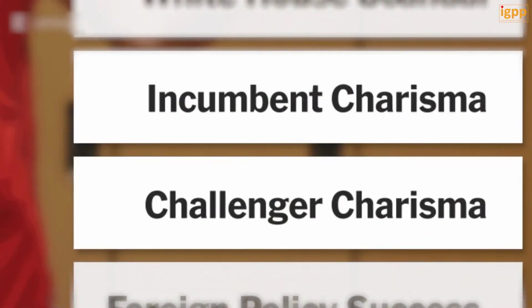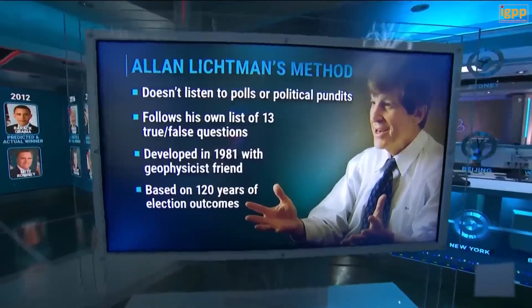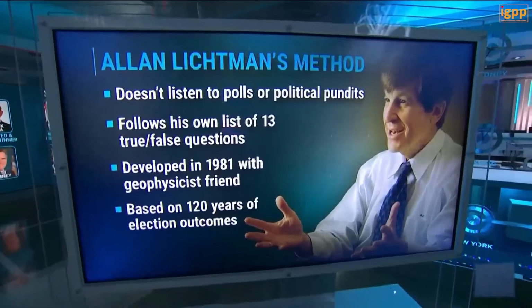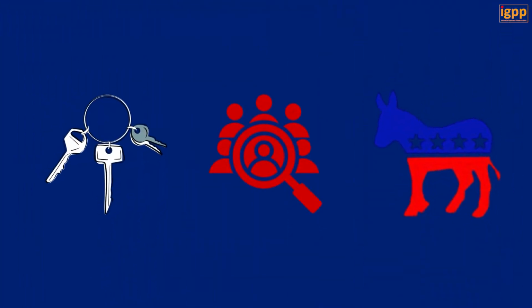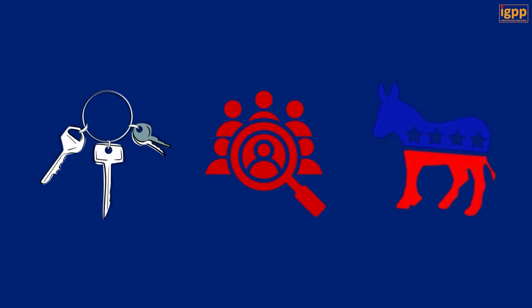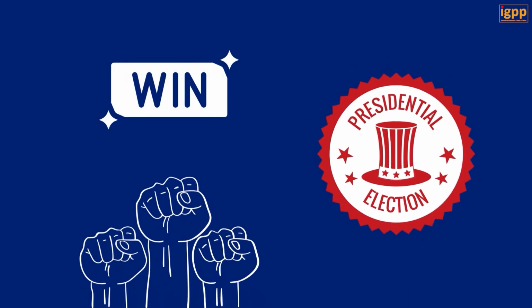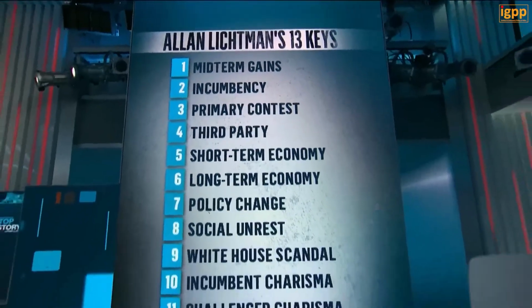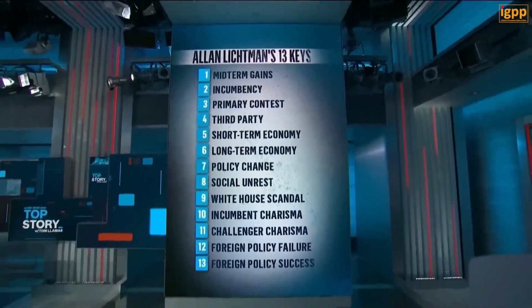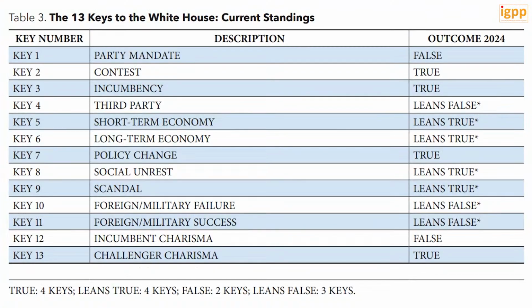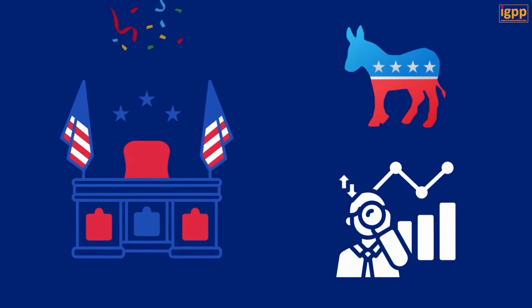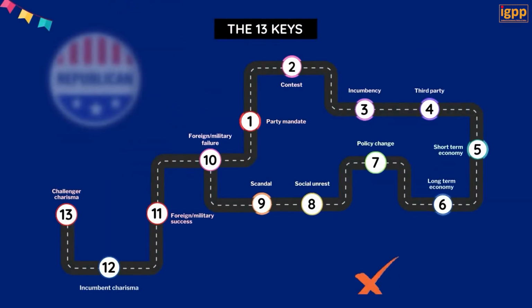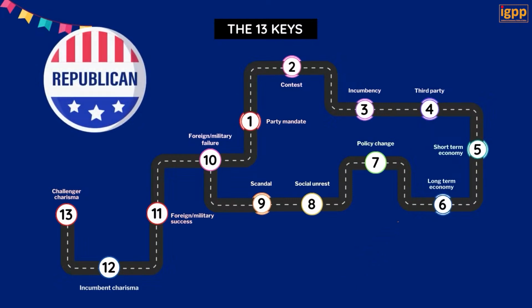Unlike many modern prediction methods that rely on current polling data, Keys to the White House was designed to identify the crucial factors that determine whether the incumbent party will win and retain power in a presidential election. This model has 13 keys, each reflecting a critical aspect determining the election outcome. The model's core principle is that if 5 or less of these keys are false, the incumbent party is predicted to win. If 6 or more are wrong, the challenger party is more likely to prevail.